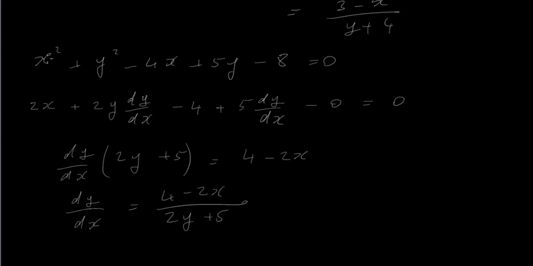So when I differentiate this function here implicitly, this is what I get, (4 minus 2x) over (2y plus 5). Again, if you try to isolate the y, if you try to write y in terms of x, if it's possible at all, it's going to be very difficult. It's going to take you a lot longer, first of all to isolate the y, and then to differentiate it. This is a lot shorter, a lot simpler. So that's it for implicit differentiation.